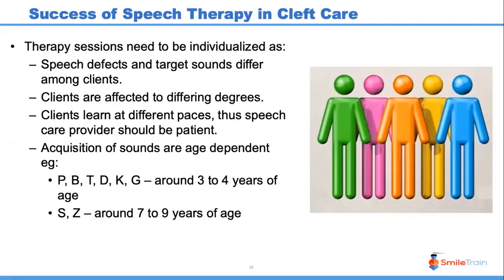For instance, one would not start the speech therapy session for the S sound with a 3 or 4-year-old child, because it's possible the child may not be able to produce this. It's also possible the child can, but it's not what one would emphasize at the age of 3 to 4 years. And because people learn at different paces, the speech therapists will need to be patient with each individual. Some pick it up quite fast, and some you need to use even 3 or 4 strategies for a single sound before the individual will be able to pronounce it.